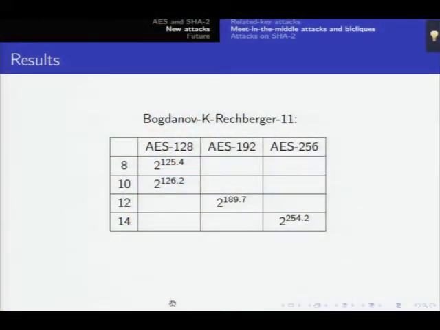So this is the summary of our results, and they mean that we decreased the security level of AES by 2 to 3 bits only. But that was the first result on the full AES versions.